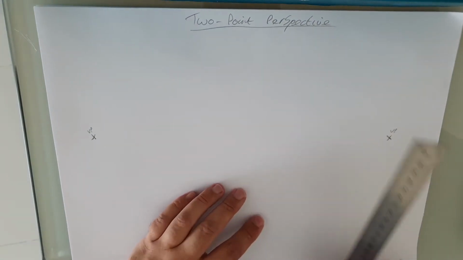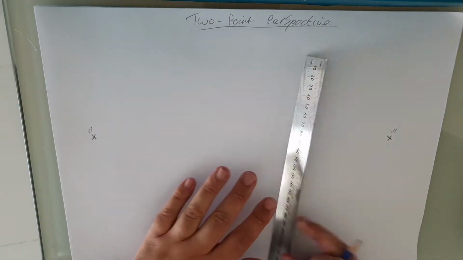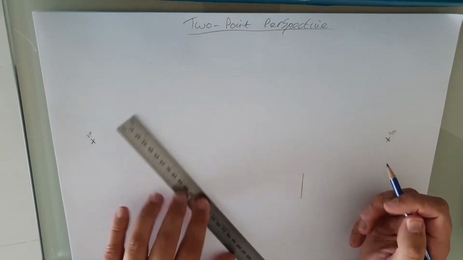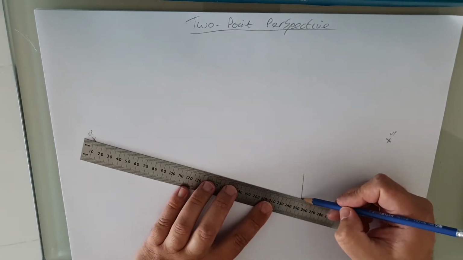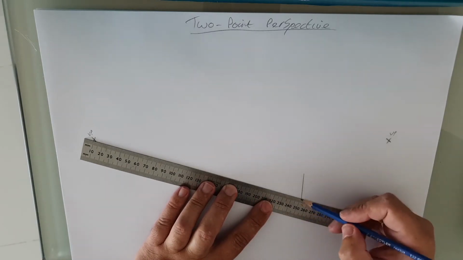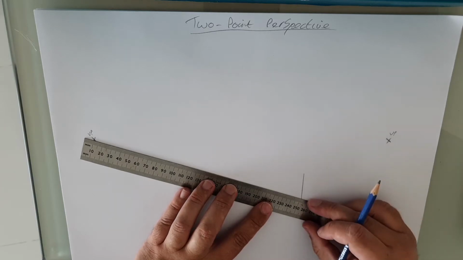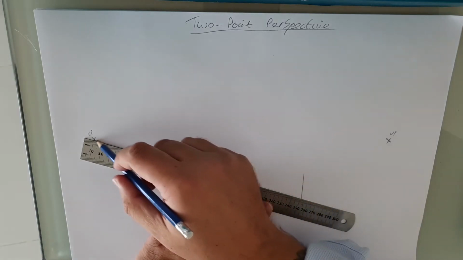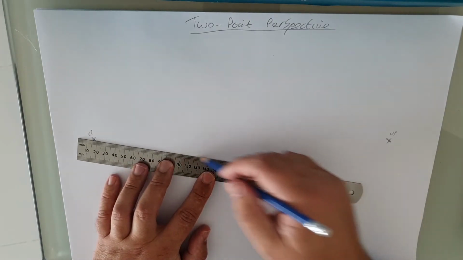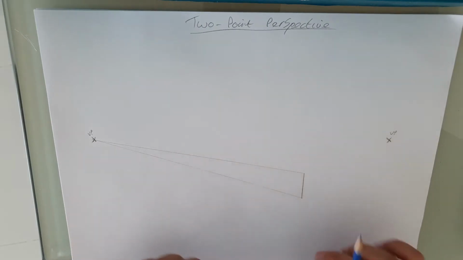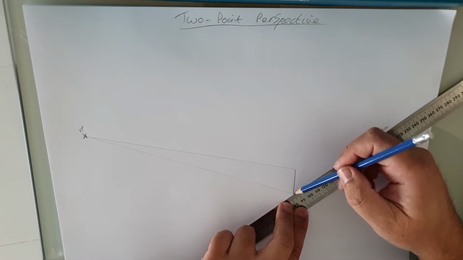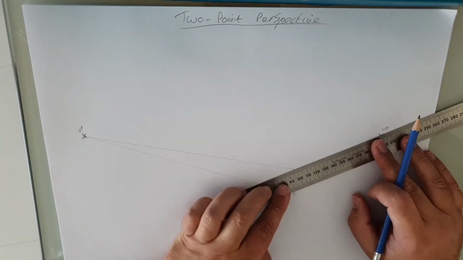What I'm then going to do is, anywhere on the page, put a vertical line. And then I'm going to join these up. Now these lines I'm about to do are called construction lines. They are meant to be rubbed out after, so do them lightly at this point. Okay, so I'm going to go up to my left hand vanishing point and my right hand. It must go to the center of that point.